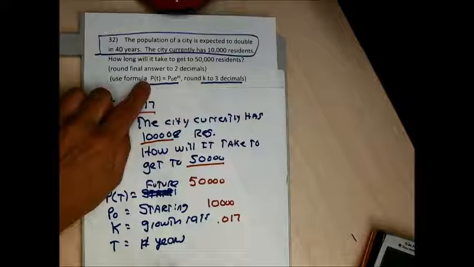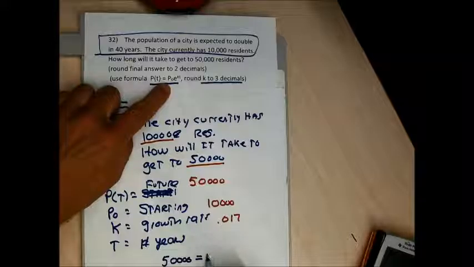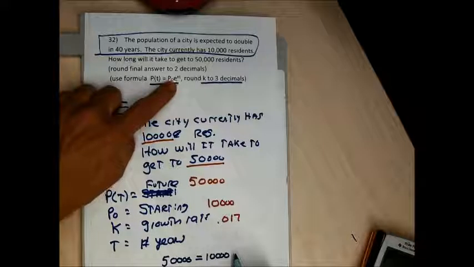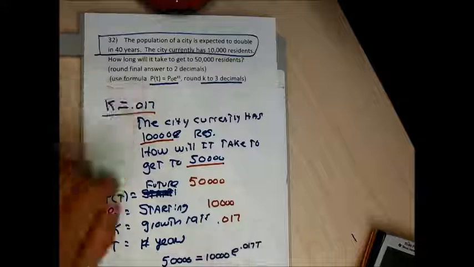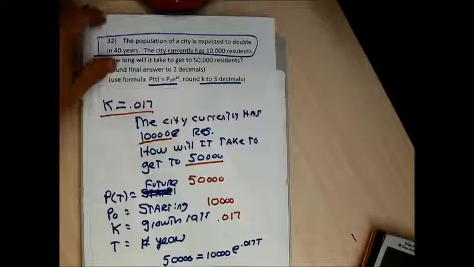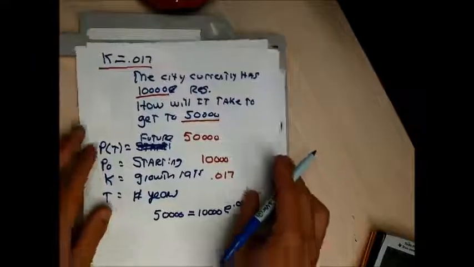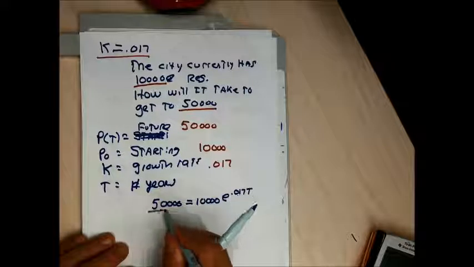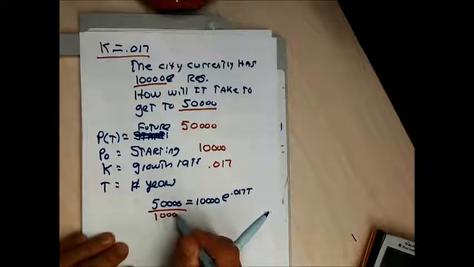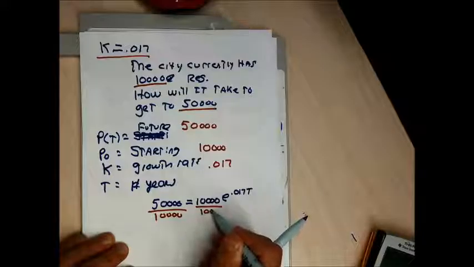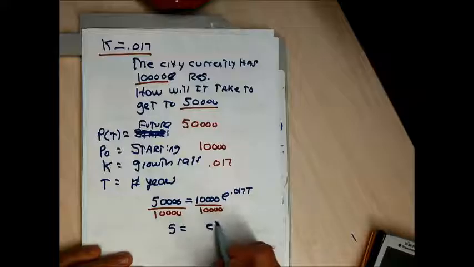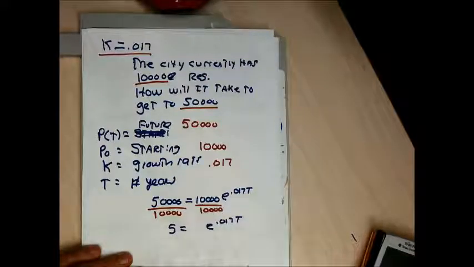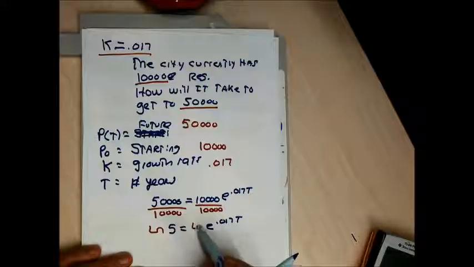So I'm going to put 50,000 into the left-hand side of the equation for the P of t. I'm going to put 10,000 into the right-hand side of the equation for the P sub 0, and then I have an e, and then in for the k I'm going to put 0.017, and I'm going to leave the t a t. Now I'm going to solve this equation using the same strategy that I solved for the last couple problems. So I'm going to start off by dividing both sides by 10,000. That's going to give me 5 equals e to the 0.017t. I'm going to take the natural log of both sides.